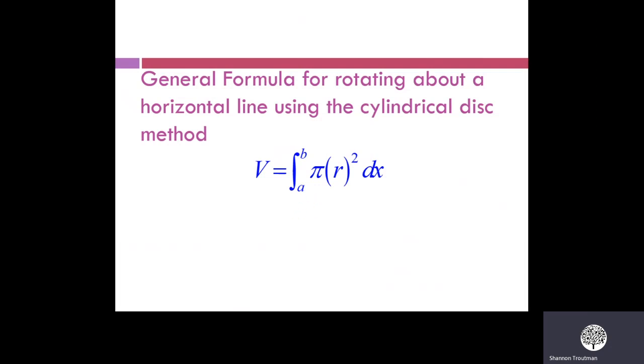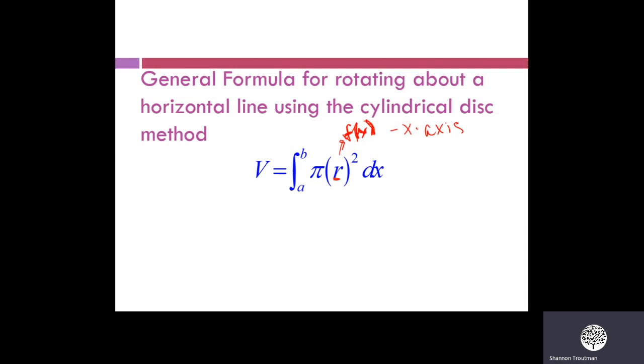So a general formula for rotating about a horizontal line using the disk method is the integral from a to b, your x equals a to x equals b, your left and right boundaries, times pi times the radius of each cylindrical disc squared. Again, the only time this will be f of x is if you're rotating about the x-axis. As soon as you change your line of rotation, this length will change, okay? And we'll hit those later on this week.